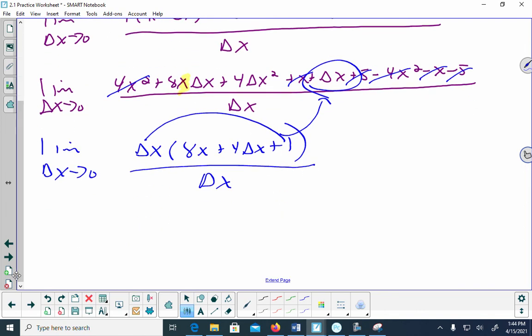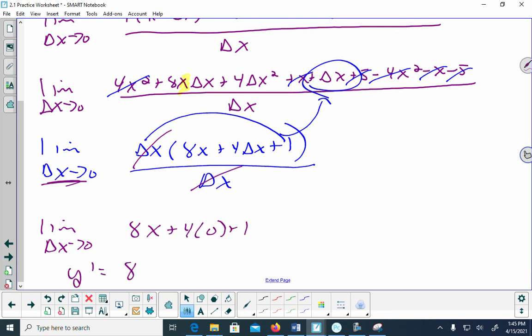All right, now the delta x's will simplify, which makes me able to put in 0 for delta x. So I'm going to take the limit as delta x approaches 0 of 8x plus 4 times 0 plus 1. And so my derivative is going to be 8x plus 1.